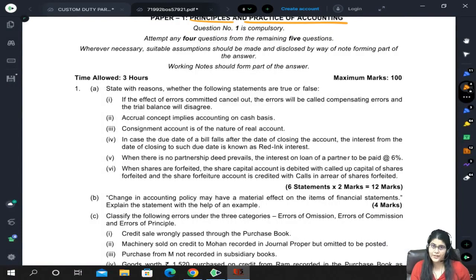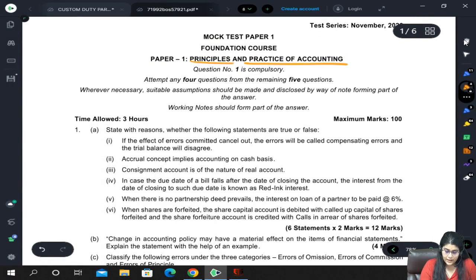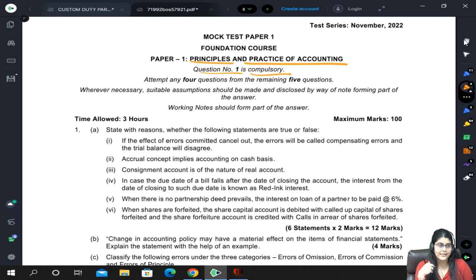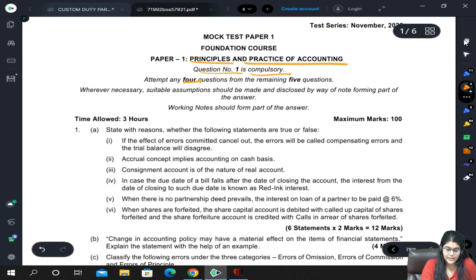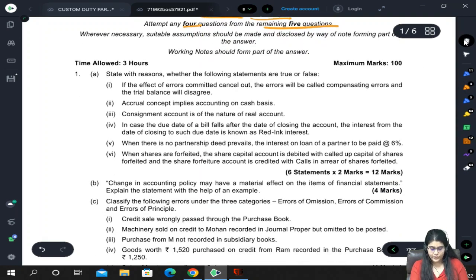Please keep in mind that in this paper, not all questions are compulsory, unlike the others. Question number 1 is compulsory, which means you have to attempt it. Out of the remaining 5 questions, you have to do any 4, which means that you can leave out any one question. Okay? So, starting with the very first question.